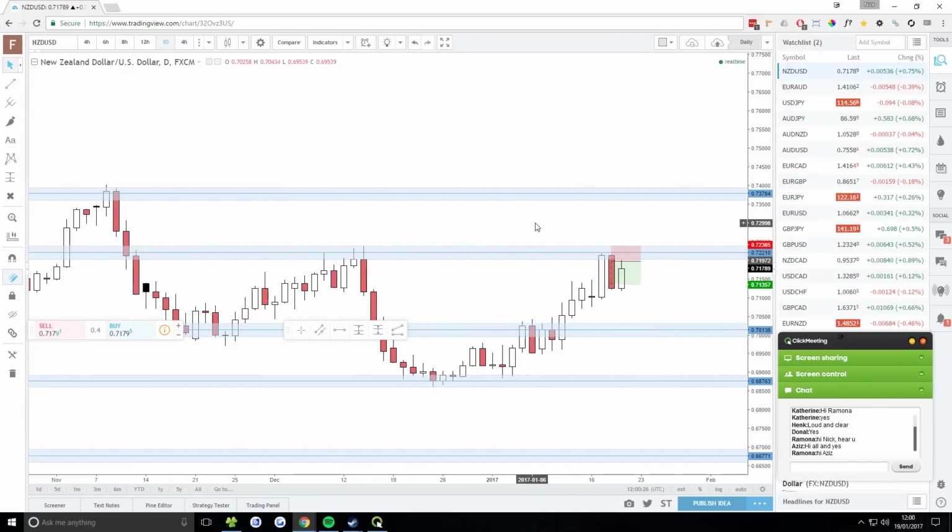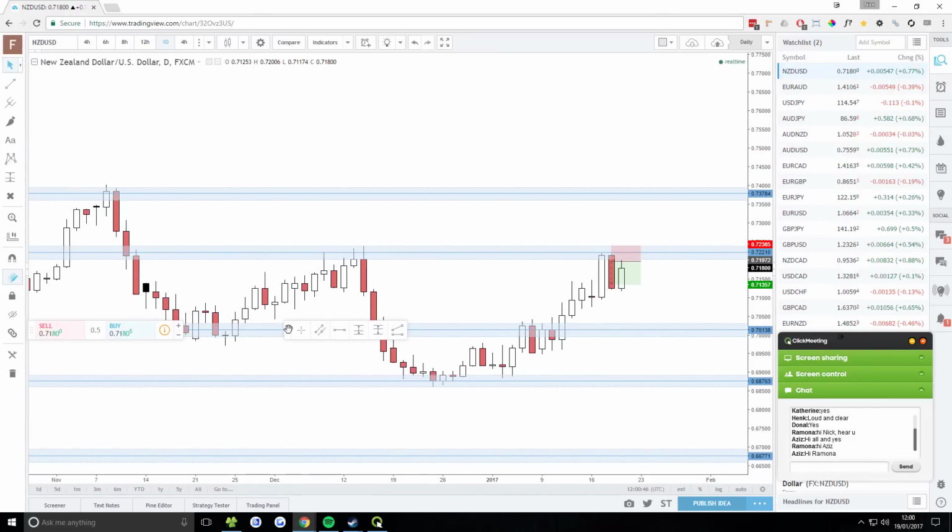Today's analysis, we're going to do the same thing we do in all the analysis sessions. We're going to look at each pair on my list to the right here, and we're going to look at each time frame that I am trading: the 4, 6, 8, 12 and daily. So, I hope you guys are doing okay. Let's get started with the analysis.